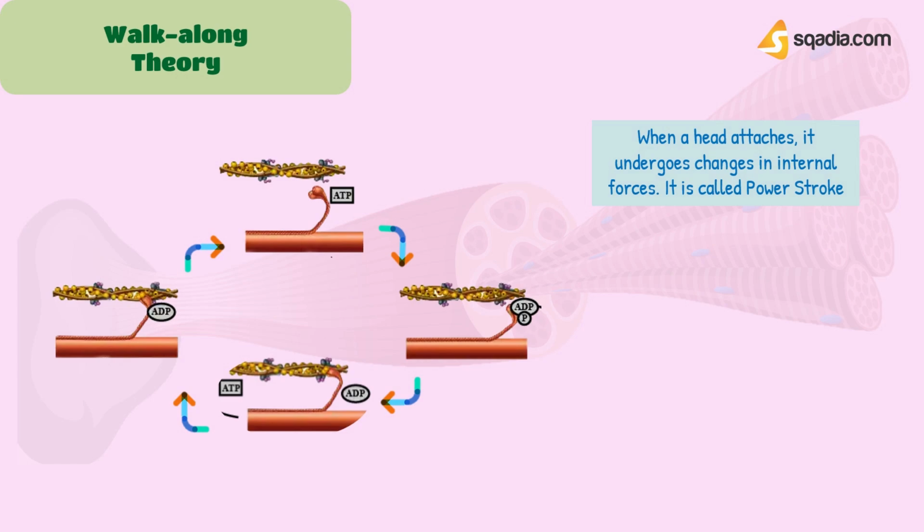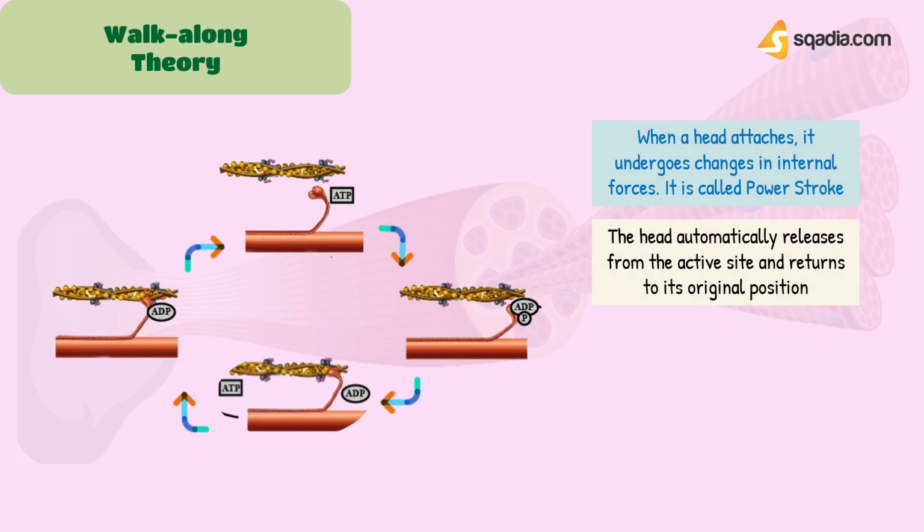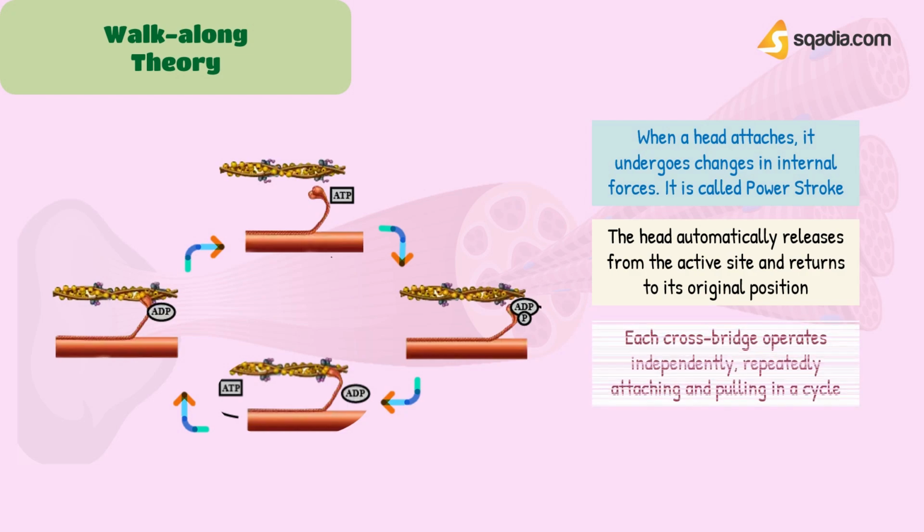When a head attaches, it undergoes changes in internal forces, causing it to tilt towards its own arm and dragging the actin filament along with it. This tilting movement is called the power stroke. After tilting, the head automatically releases from the active site and returns to its original position. Then, it attaches to a new active site further down the actin filament, tilts again, and creates another power stroke, causing the actin filament to move another step.